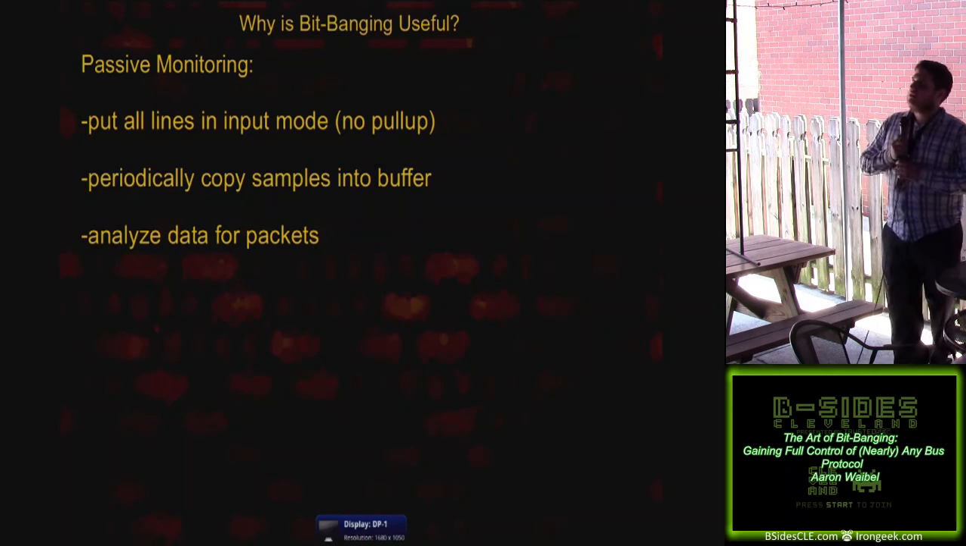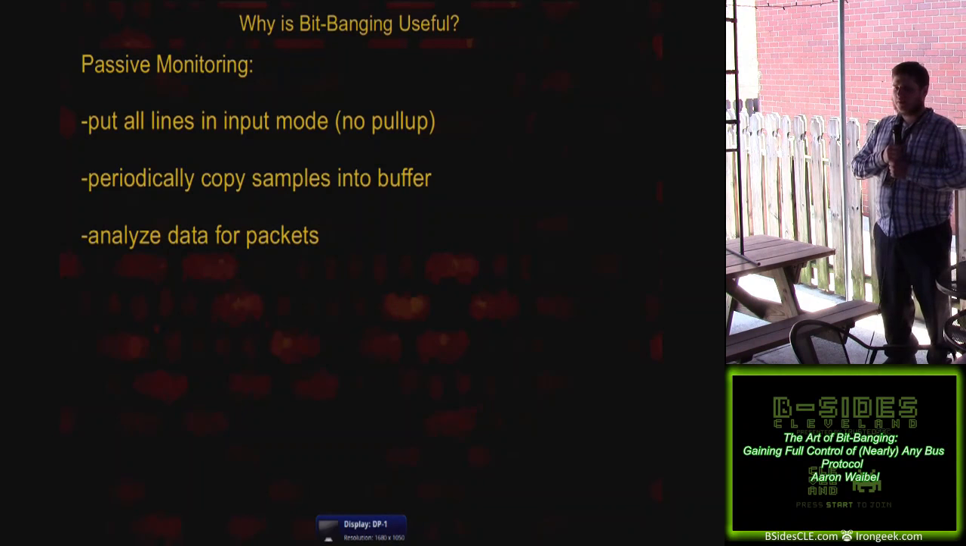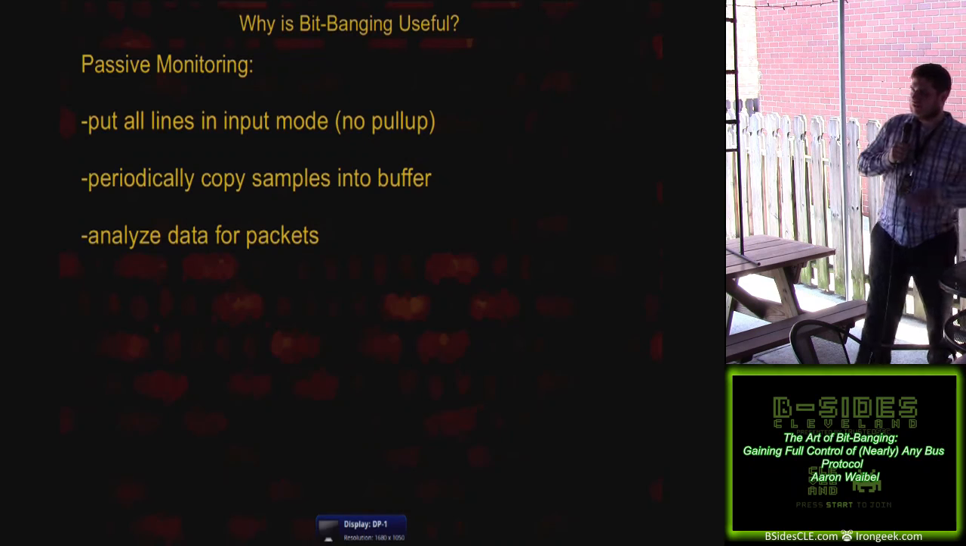So one of the first uses you could use bit banging for is just to monitor the state of your lines. Collect all the state transitions, save them into memory somewhere, and then go back and analyze them and figure out what that signal actually represents. This is probably the easiest use case because it doesn't require any driving on your part. If you don't know what a bus is, you just want to get some samples off it and try to figure out what it does, that's a good place to start.